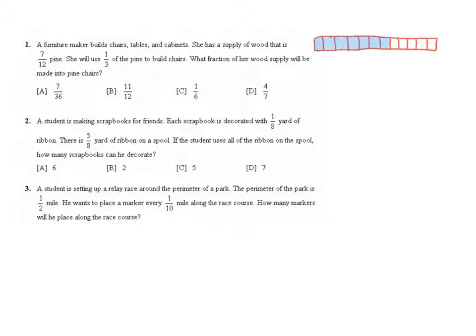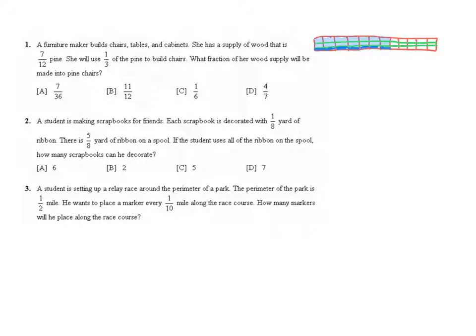Now the question says that she's using 1/3 of the pine to build chairs. So I'm going to take my whole here, my fraction parts here, and I'm going to split them into thirds. So I'm splitting the entire thing into thirds. She's only using 1/3 of the pine. So the part that she is using to build the chairs is only 1/3 of the blue shaded part. And I'm just going to shade over those thirds. So it would be this part, this, this, and this. Just those parts. That's the pine that she's using to build chairs.